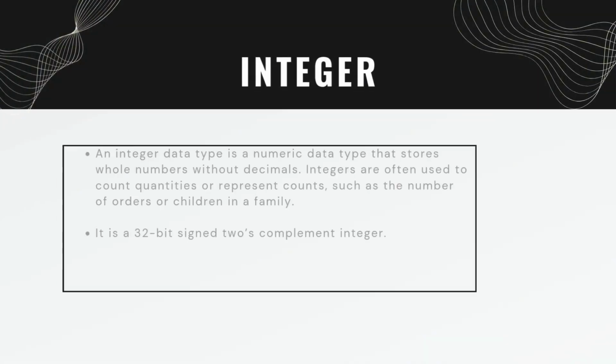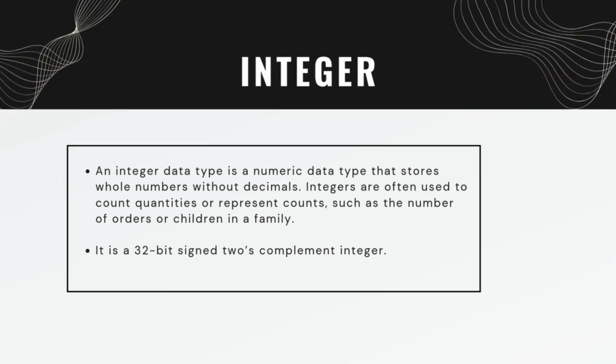First, integer. An integer data type is a numeric data type that stores whole numbers without decimals. Integers are often used to count quantities or represent counts, such as the number of orders or children in a family. It is the default data type for integral values unless memory is a concern. It is a 32-bit signed two's complement integer.